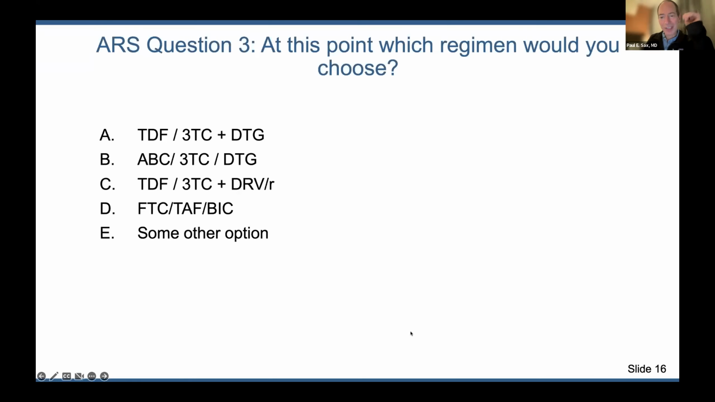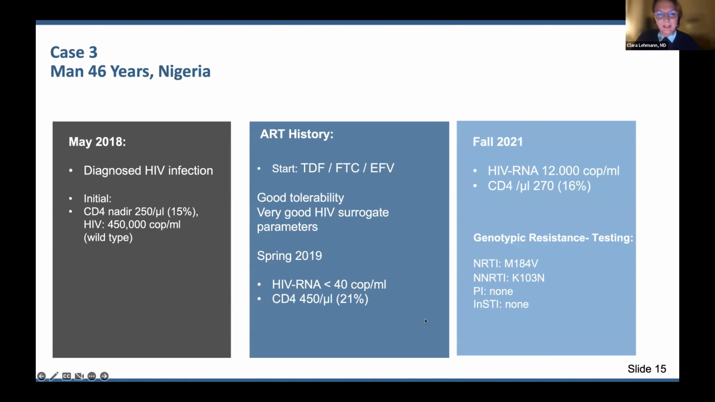Clara, once again, it's helpful to have the case up just so you can go back and see all the characteristics. Here? Yeah, okay. Yeah, very good. You're right. Thank you.